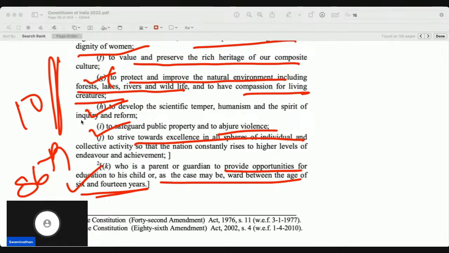From Article 1 to 51A, till here, you should be noting that you are remembering article by article. They might ask the article directly, they might ask the content of it, right? So this was the gist.